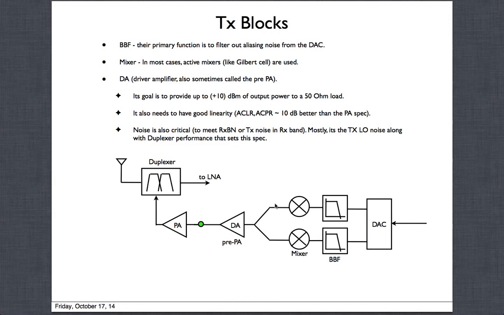Then we have the I and Q channel, the two mixers. These are up converting mixers. Then we have a DA, driver amplifier, sometimes also called pre-PA, pre-power amplifier, and then we go off chip. Power amplifiers are off chip. This at this point could provide up to plus 10 dBm type output. That's how it used to provide previously, but now the PAs have more gain.